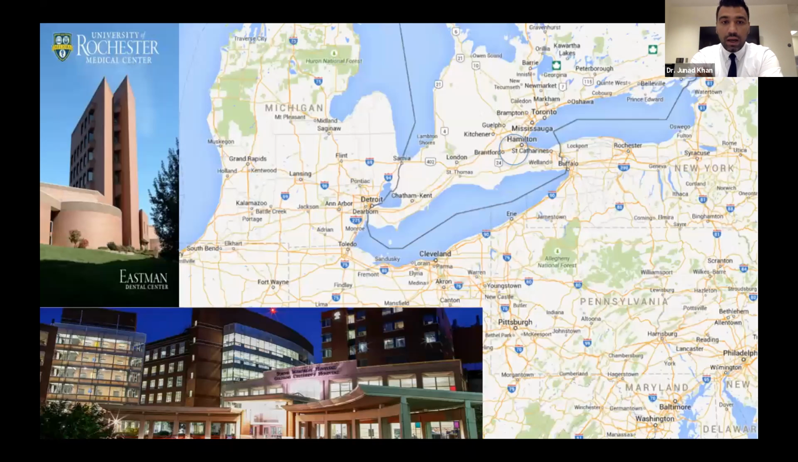So we're located up north, northeast of the US. If you look over here, we're actually more close to Canada. If you ever plan to visit, you can come directly to Canada and then cross the river, and we're right there, right next to Buffalo, 45 minutes away from Buffalo.